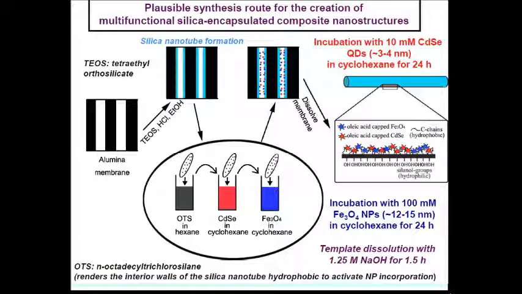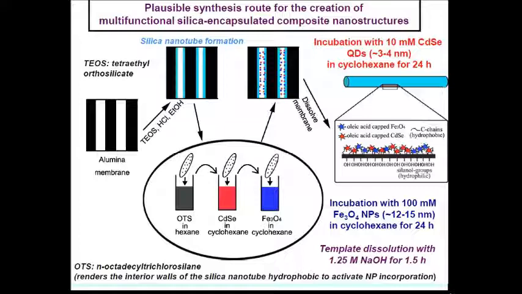And then in subsequent steps, you're going to dip this particular silica nanotube matrix in a solution of cadmium selenide in cyclohexane and also magnetite particles in cyclohexane in successive steps. And what this allows you to do is to incorporate various percentages, various concentrations of both quantum dots and iron oxide nanoparticles.